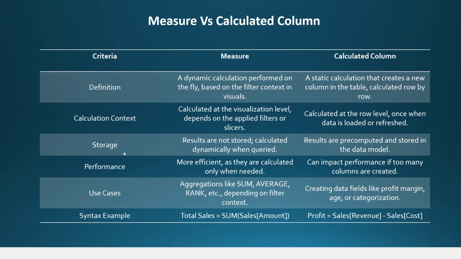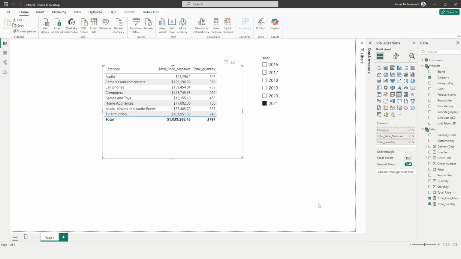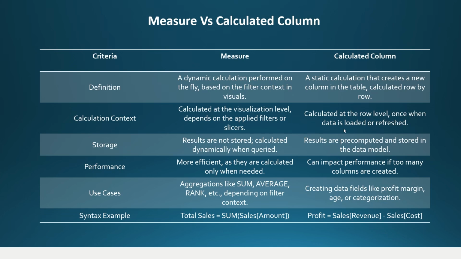Now let's come to the next criteria, regarding the storage. Like I mentioned earlier as well, measure results are not stored. They are calculated dynamically only when required. Whenever you bring the measure into your visual, the results are calculated. Until then, the results are not calculated. But on the other hand, the calculated column results are pre-computed and stored in the data model.